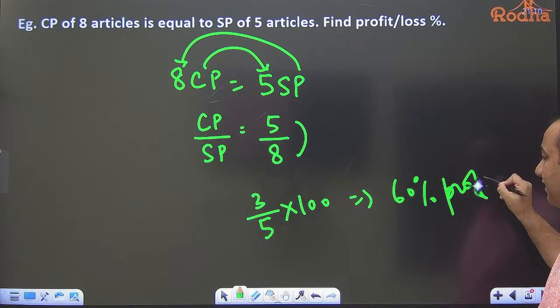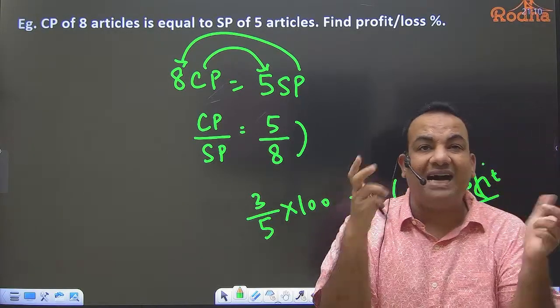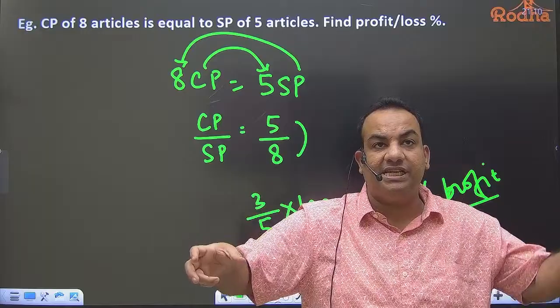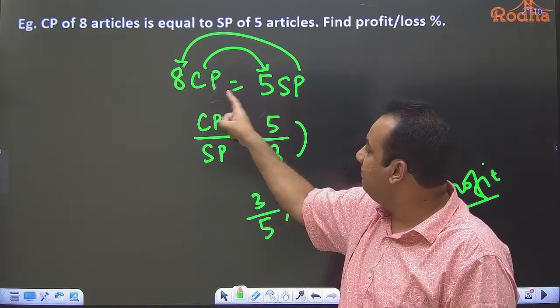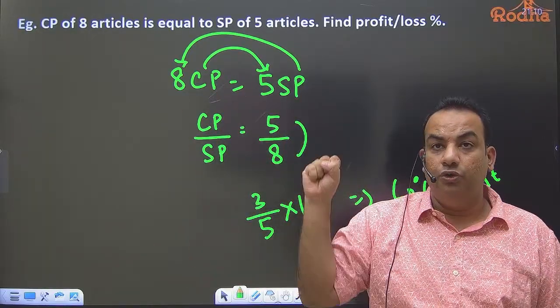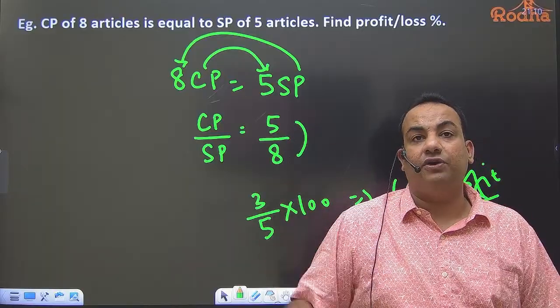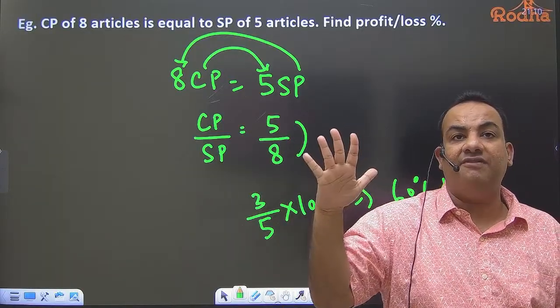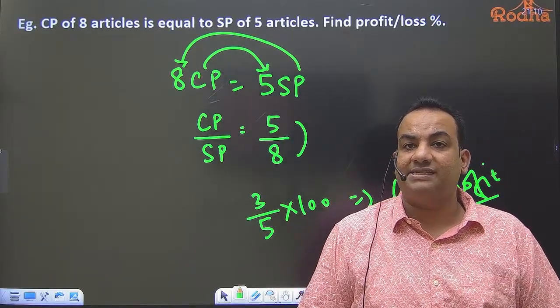So whenever you get this kind of a question, please be fast in analyzing this. 8 CP is equal to 5 SP. Values get interchanged. CP becomes 5, SP becomes 8. So you purchase something for 5, you are selling it for 8. So profit of 3 on 5. So 3/5 into 100, that is 60% profit.